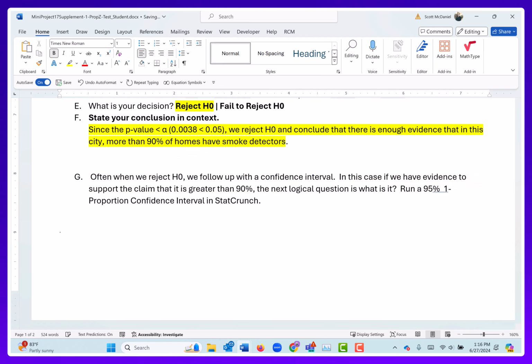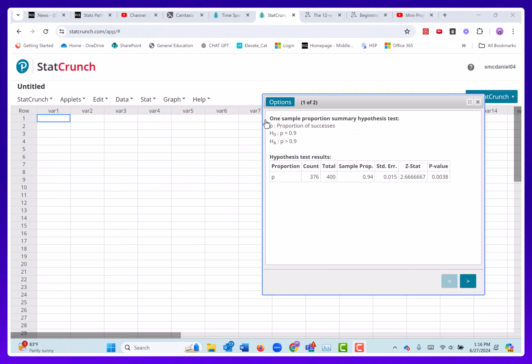Okay, part G. Often when we do reject H0, we have a follow-up question, right? So if we just say it's more than 90%, the natural question is, well, what is it? If we just had one number, we would say it's around 94%. But we can do better than that. We can actually create a confidence interval, which is pretty easy to do in StatCrunch.